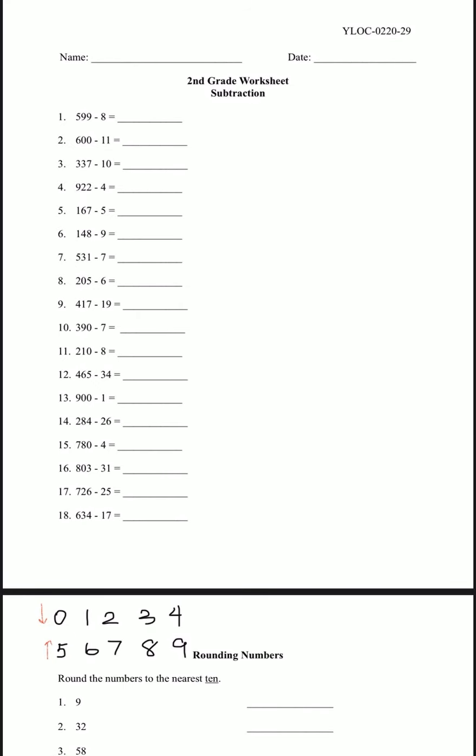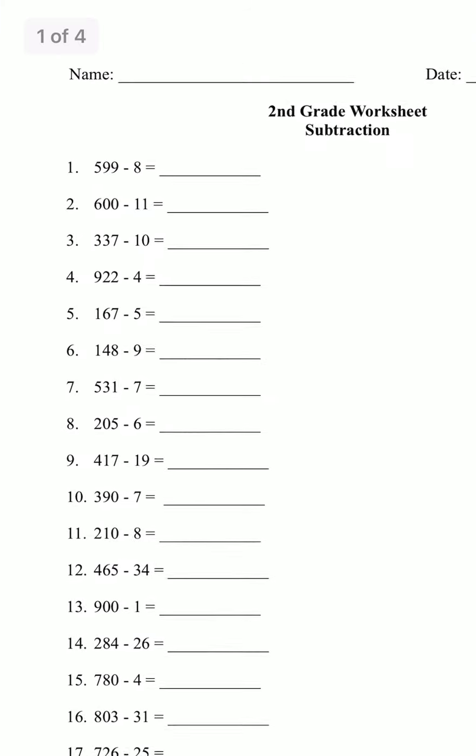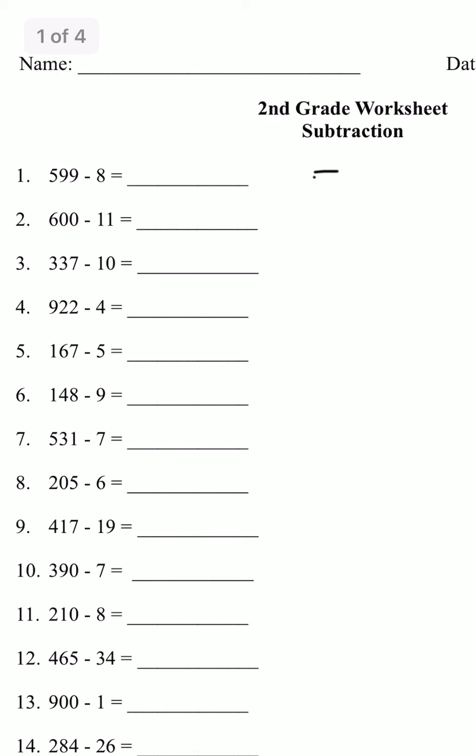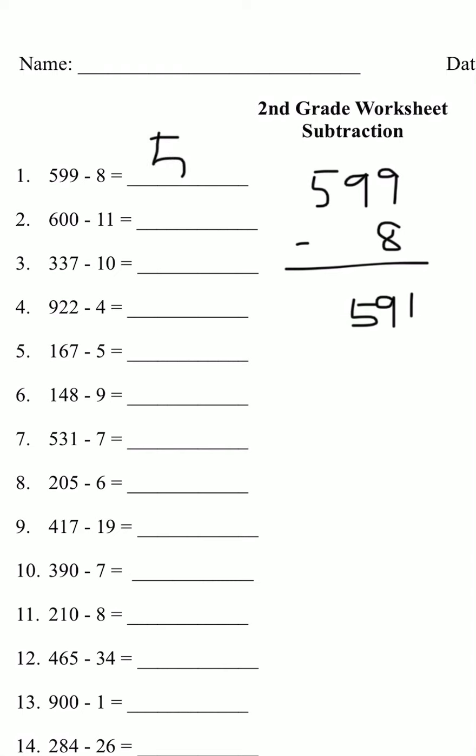Hi, today we're starting with subtraction. So let's try number 1. We have 599 minus 8. 9 minus 8 is 1. 9 minus, so we have 9 and then we have 5. So we have 591.